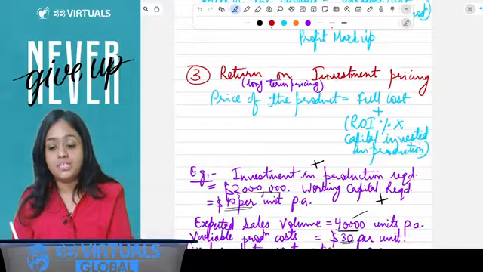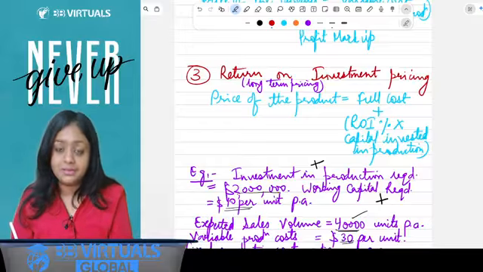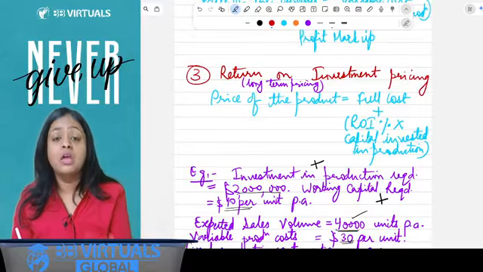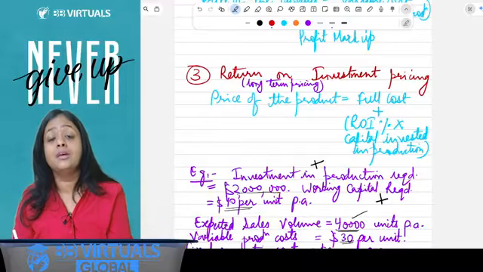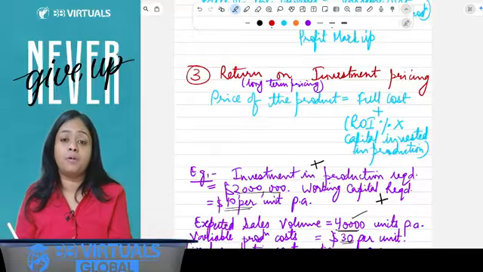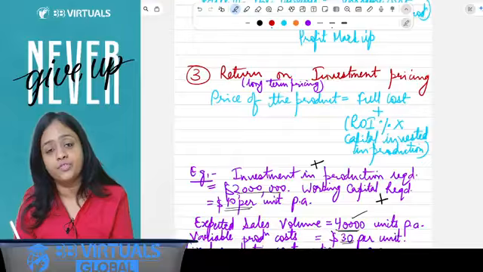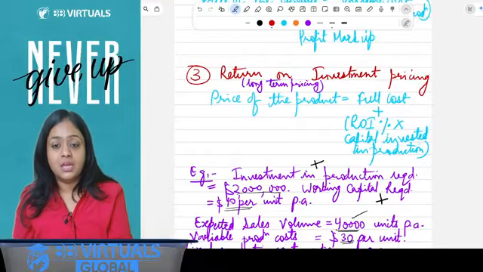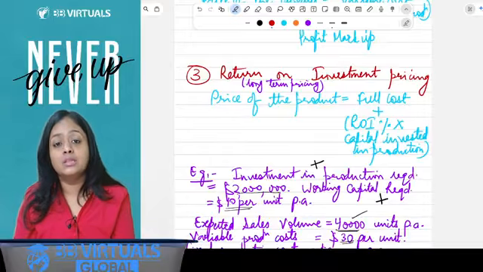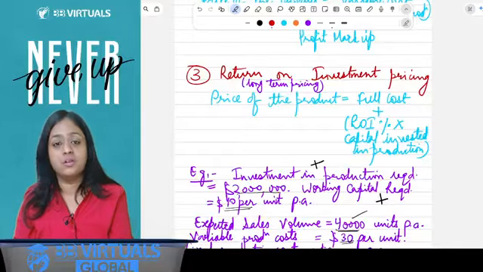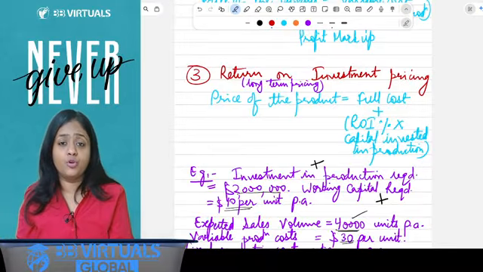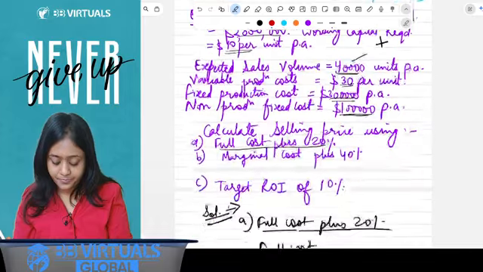Third is return on investment pricing. So this method is again for long-term planning purposes, and here the price of the product will be the full cost. You will add the return on investment on that particular project, or the amount invested into the capital of the entity. Capital employed, you can say, the capital which has been employed on the business, that is the non-current assets. What is the return earned on that? Okay, so that you will add with full cost and not the profits.